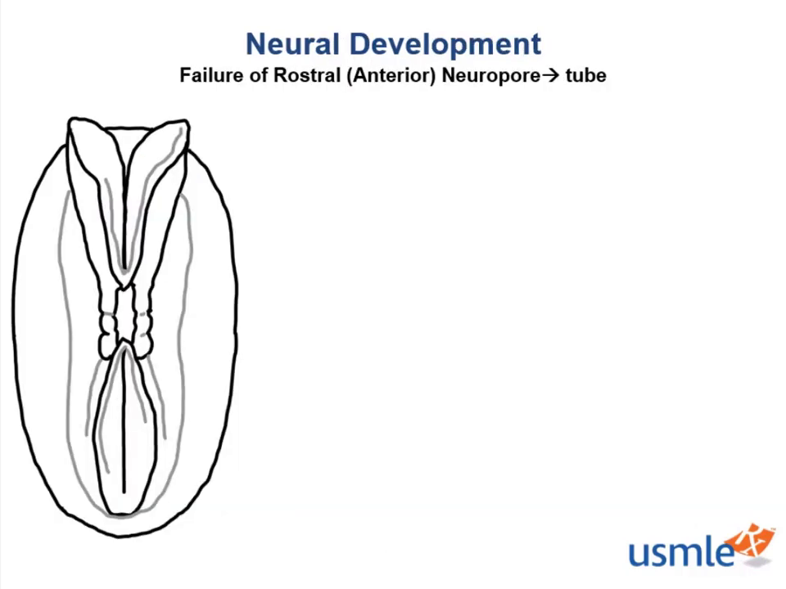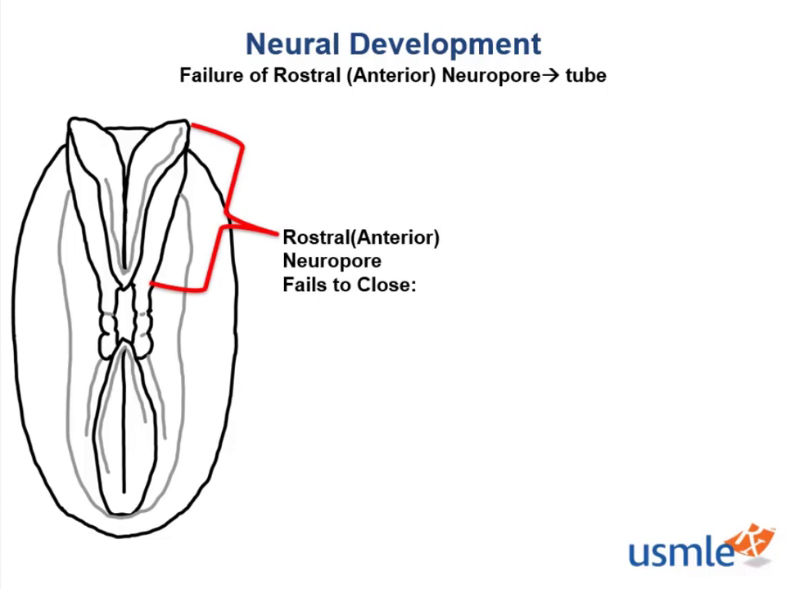Now, let's discuss neural tube defects in more detail. Starting with failure of the rostral or anterior neuropore to form the neural tube. Again, we are talking about this section of the developing neural tube. This can result in anencephaly. An means without, and encephaly means brain. So the brain and skull fail to develop.